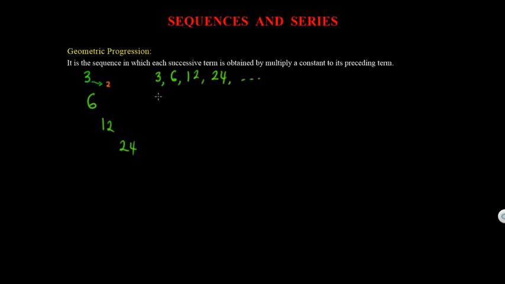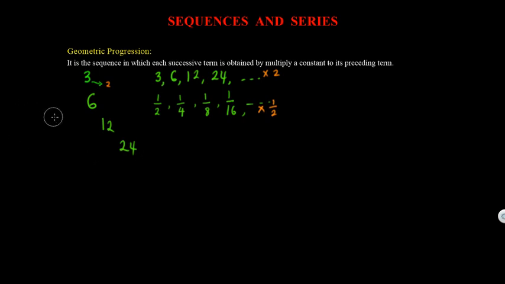We can also have another geometric progression in the form of this. Let's say 1 over 2, 1 over 4, 1 over 8, 1 over 16. We realize that in this first example, we are multiplying each term by 2. But in this second example, we are multiplying each term by 1 over 2. That is a geometric progression.